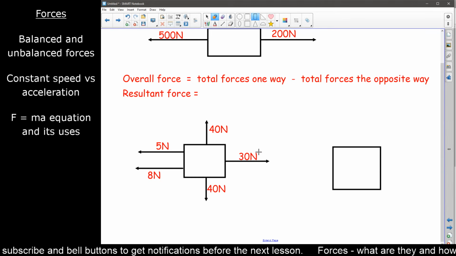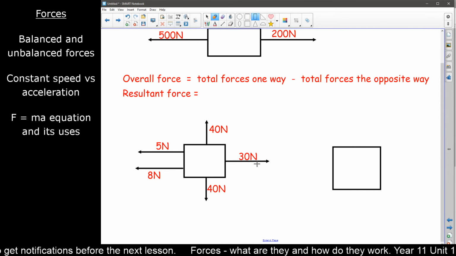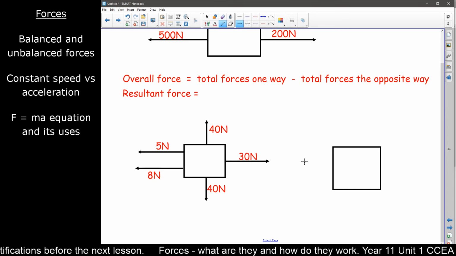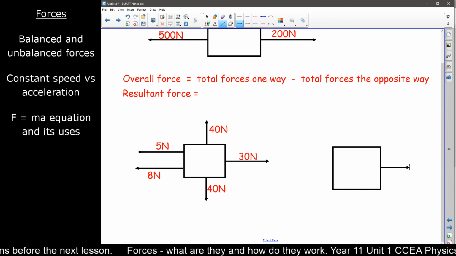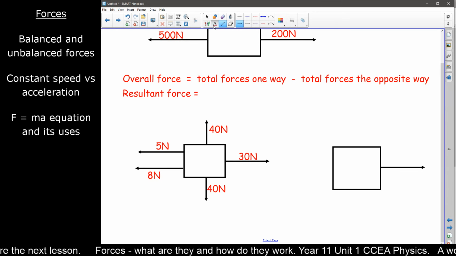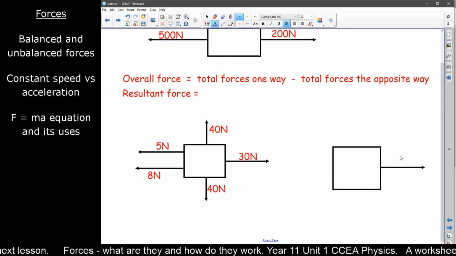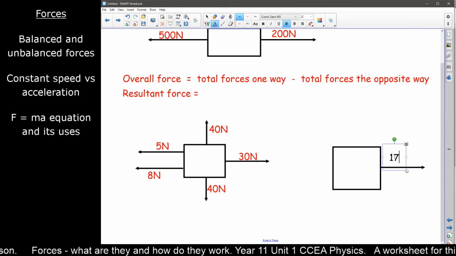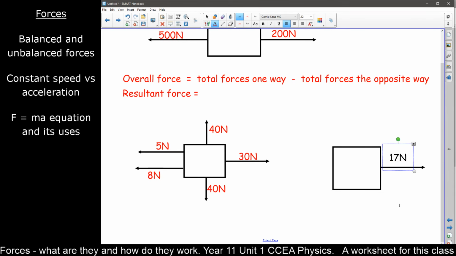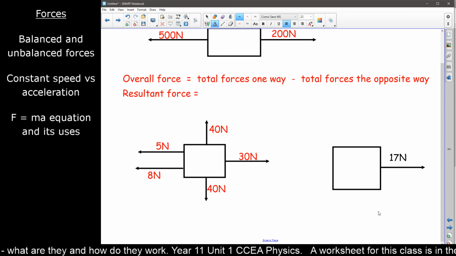In the left to right direction, I've got 5 and 8, which is 13 newtons to the left. I've got 30 newtons to the right, which gives me an overall force of 17 newtons to the right. So if I reduce this down to its simplest equivalent, this would be exactly the same as an identical object with simply 17 newtons to the right on it.